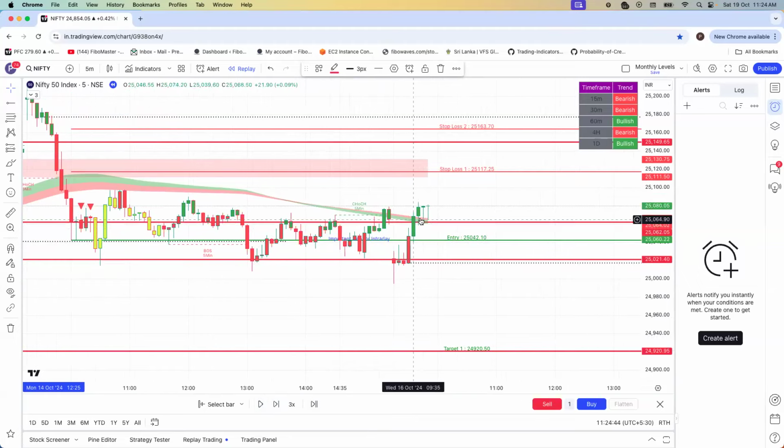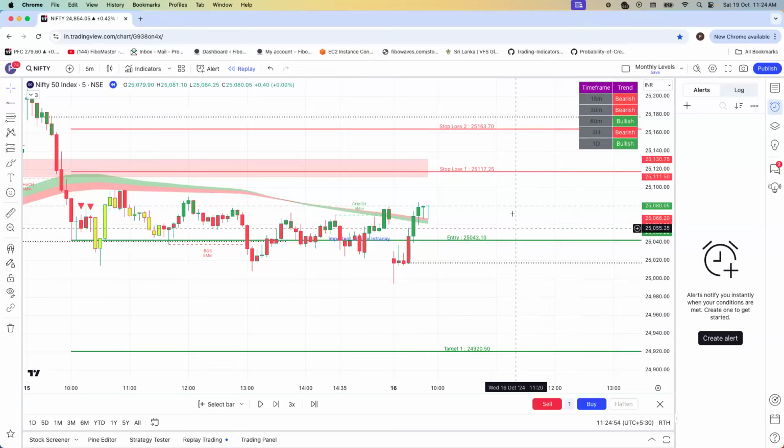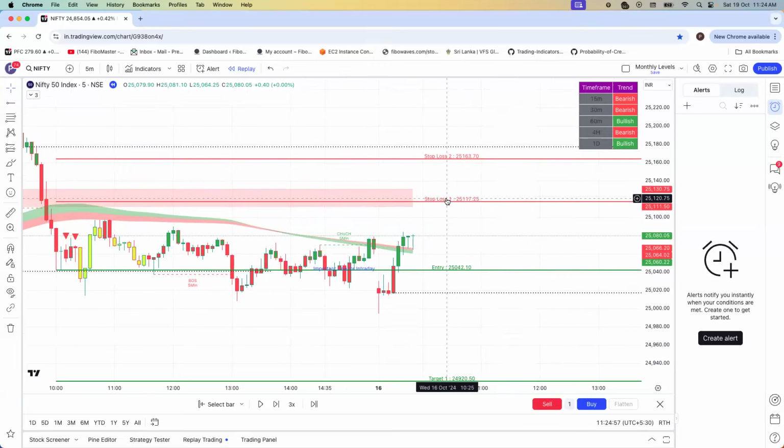So here it is crossing, correct? Yes. So when it crosses, what will be my targets? My targets will be two. Target 2. What are our target 2 levels? One is stop loss 1 and the second is stop loss 2. So we have a target on the stop loss.